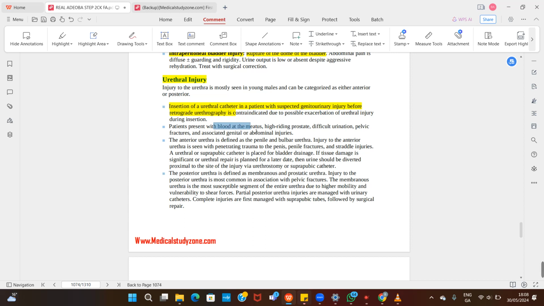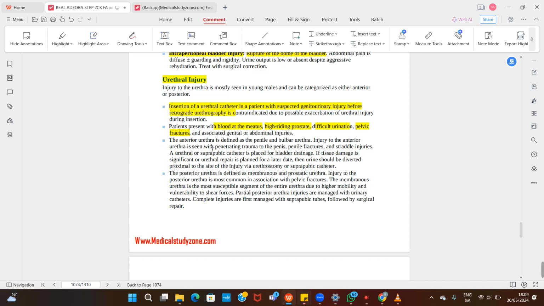You are going to get a history of blood at the meatus. You are going to even see it yourself, right? For situations of posterior urethral injury, they can have a high riding prostate, right? Both of them can have a history of difficulty urinating, right? For the posterior urethral injury, they have pelvic fractures, right? Pelvic fractures. The anterior urethral injury is actually with perineal trauma, like falling astride, right? Landing on an object with their perineum. So when you land on your perineum, like you are hitting your perineum with an object, that's like falling astride.